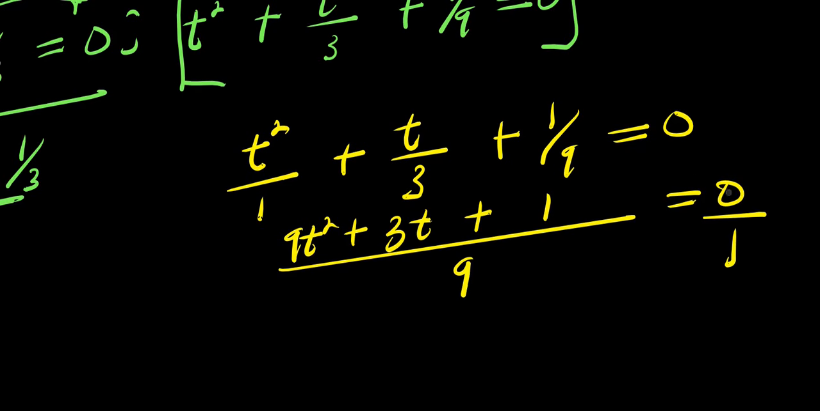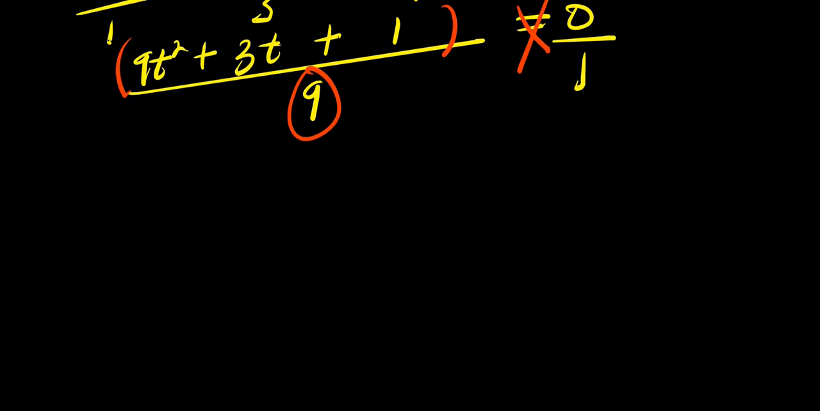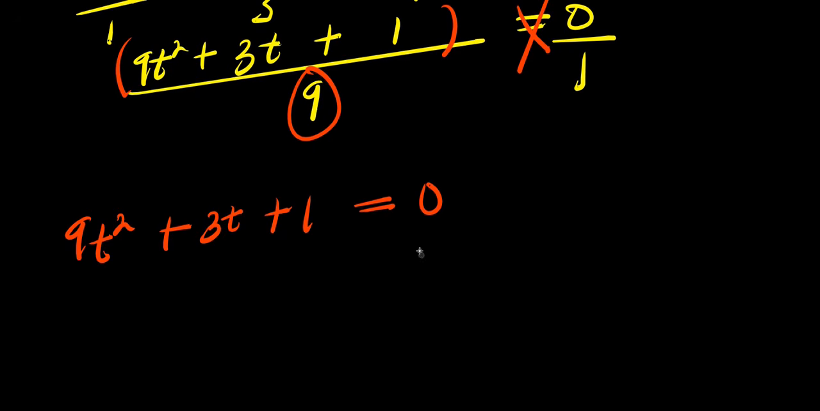I can decide to cross multiply. 9 will multiply 0, that is 0. And this will multiply 1. So we are going to have 9t squared plus 3t plus 1, and this equals 0.